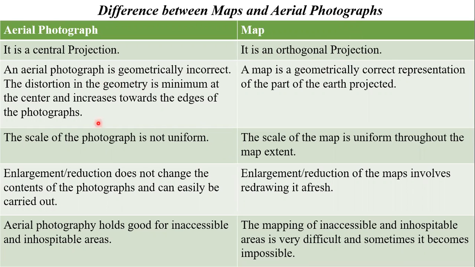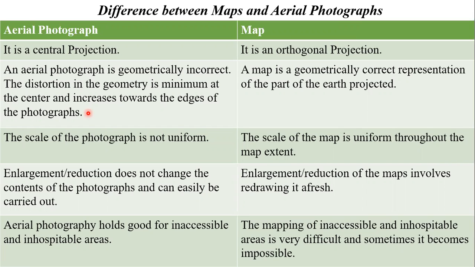In aerial photography the geometry is incorrect. We are just taking a photograph, that's all, so there is no perfect geometry. Distortion is minimum at the center and increases towards the edges of the photograph. At the center the deviation is very minimal, but as we go to the edges of the photograph, definitely there will be distortion.